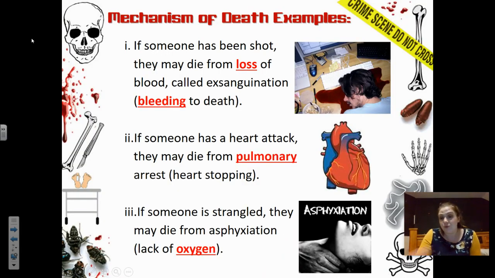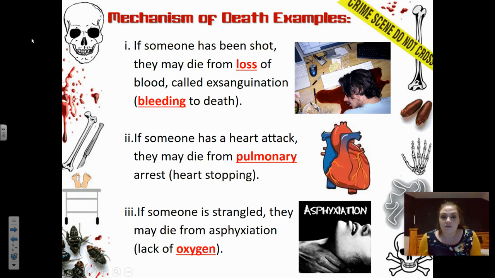Okay, so that's kind of mostly it. A couple other examples of mechanism of death. If someone has been shot, they may die from loss of blood. That was the example we just had. If someone has a heart attack, they may die from cardiac arrest, their heart stopping.